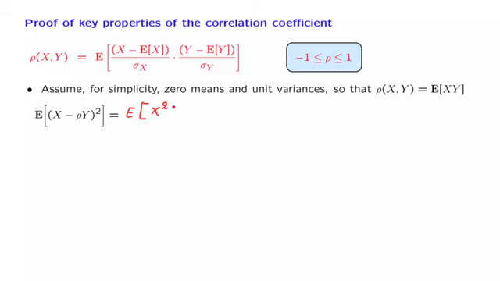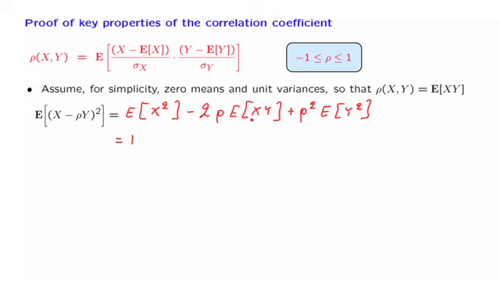and write it as expected value of x squared. Then there's a cross term, which is -2 rho, the expected value of x times y, plus rho squared, expected value of y squared. Now, since we assume that the random variables have zero mean, this is the same as the variance, and we assume that the variance is 1, so this term here is equal to 1.